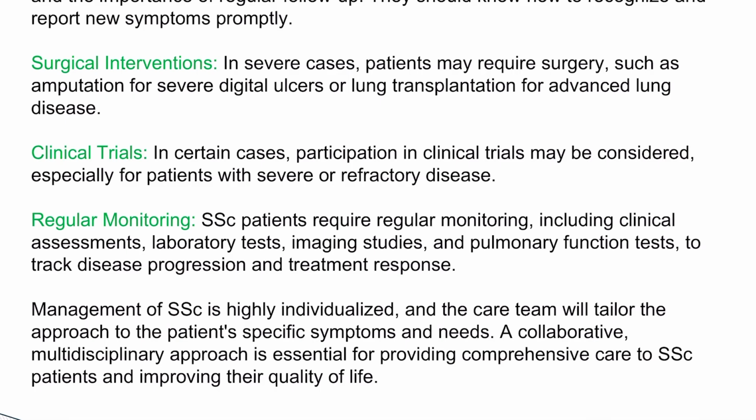All these patients need regular monitoring. So, systemic sclerosis patients require regular monitoring, including clinical assessment, laboratory tests, imaging studies, and pulmonary function tests to track the disease progression and treatment response.